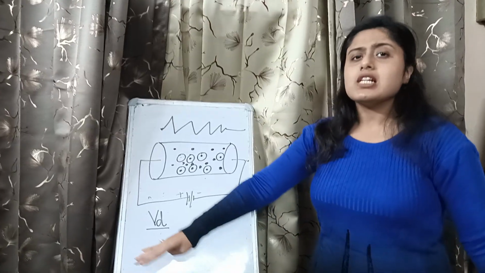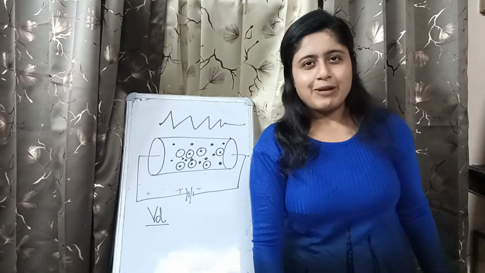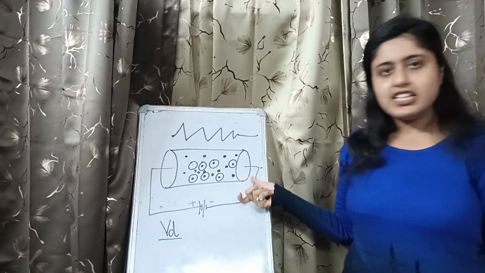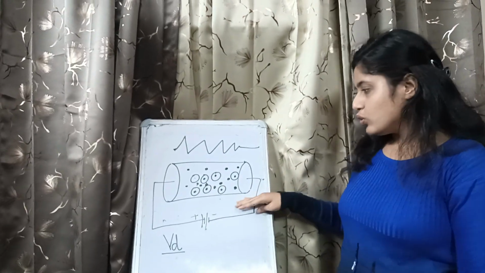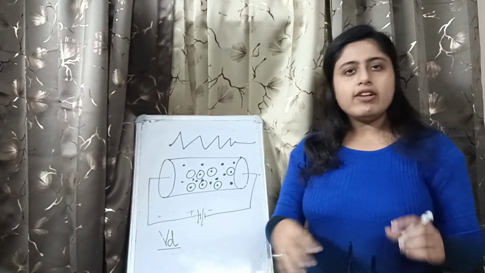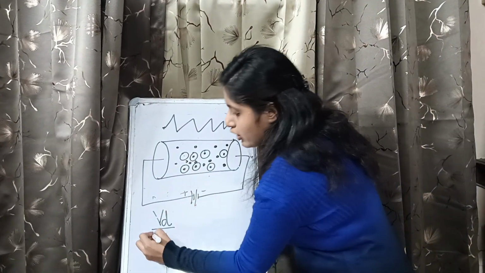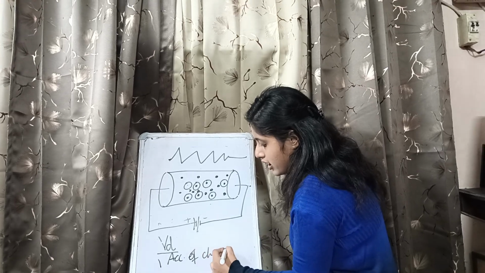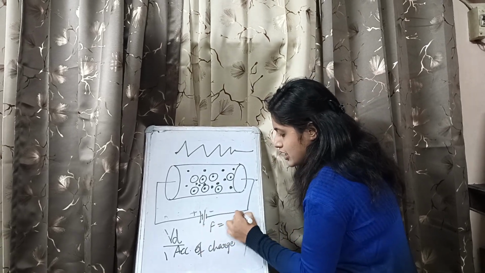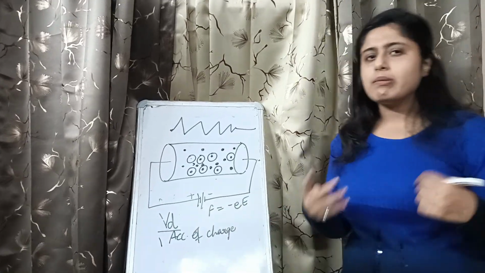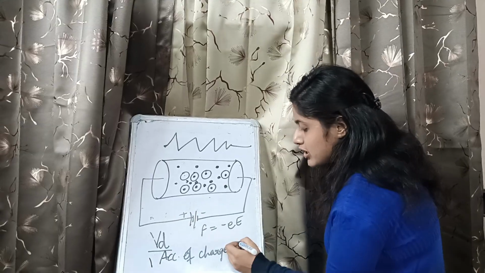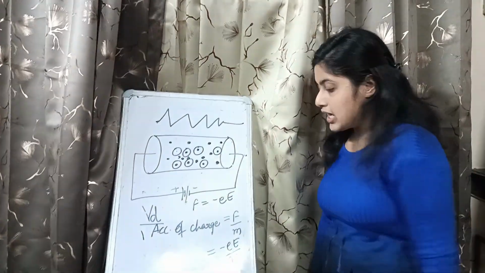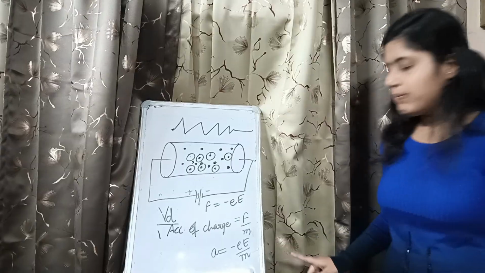Alright students, now let's understand more about this concept of drift velocity. Whenever these electrons are within the conductor, they are randomly moving, but due to the presence of an external electric field, they will get some acceleration. So let us first find the acceleration of the charge. We know that the force on the charge is given by F equals minus qE. Now acceleration is force per unit mass, which is equal to minus eE upon m. This is the value of acceleration experienced.